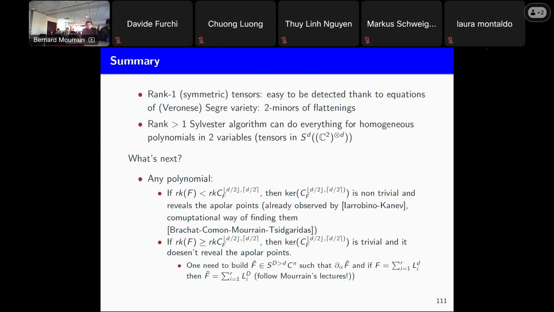The point that I want to stress is that everything here was possible because I always had some catalecticant big enough to reveal me something in the kernel. So as soon as I have this most square catalecticant that cannot reveal me even the border rank, for example, then I cannot do anything.